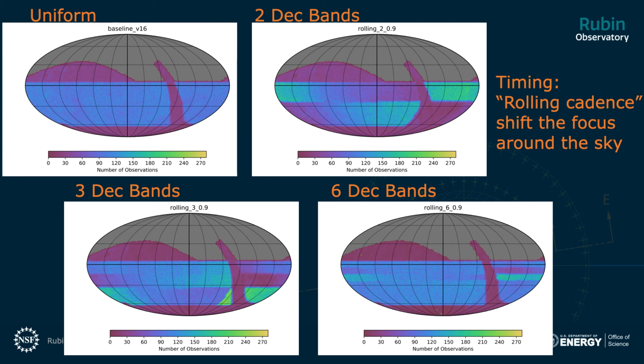We might split the sky up into 3 declination bands or 6 declination bands. The idea here is to explore the idea of rolling cadence where we shift that focus around the sky. You could then increase the cadence during the period that part of the sky is in focus at the cost of decreasing it during the rest of the time.